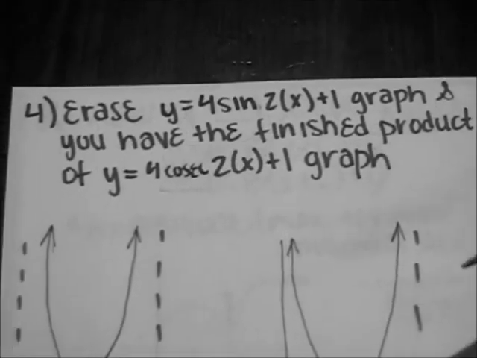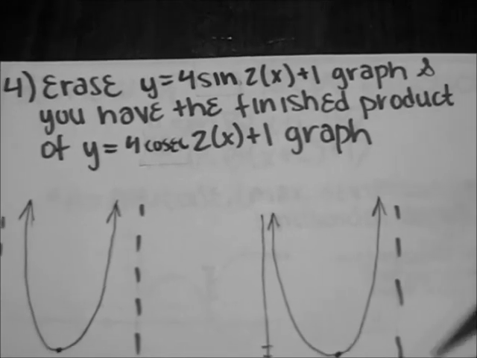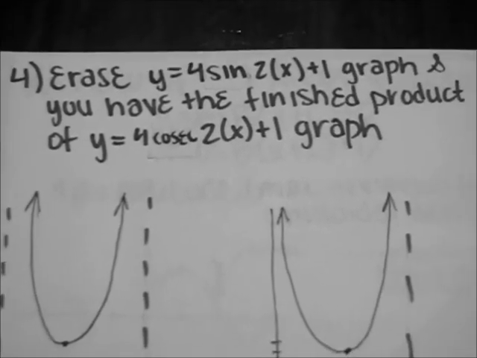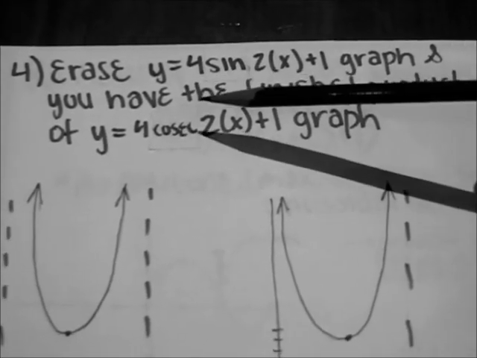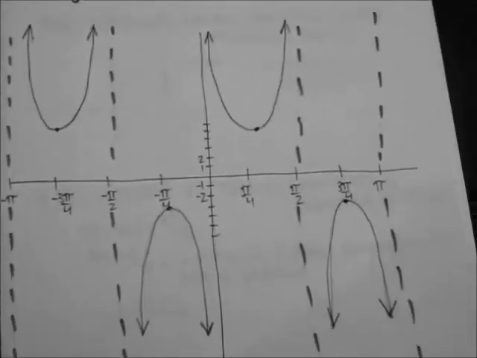The fourth step will be to erase the y equals 4 sine (2x plus 1) graph, and you have the finished product of y equals 4 cosecant (2x plus 1). So this is what the finished product would look like.